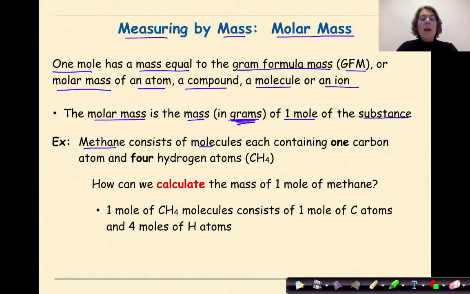Methane consists of molecules each containing 1 carbon atom and 4 hydrogen atoms, and the chemical formula for methane is CH4. How can we calculate the mass of 1 mole of methane?